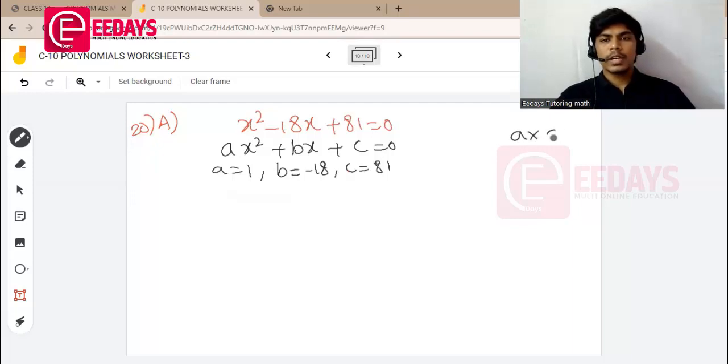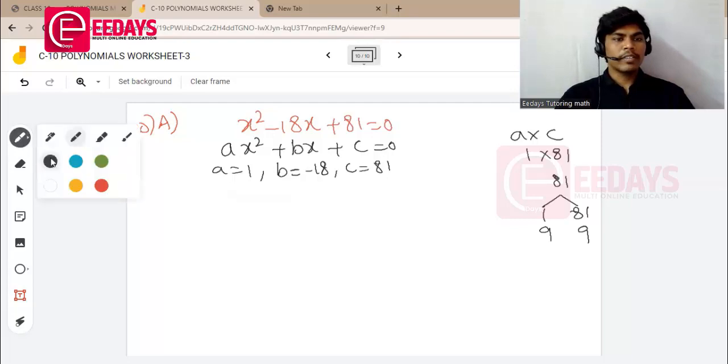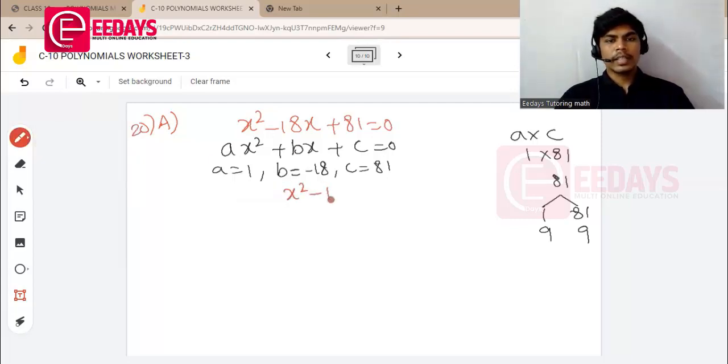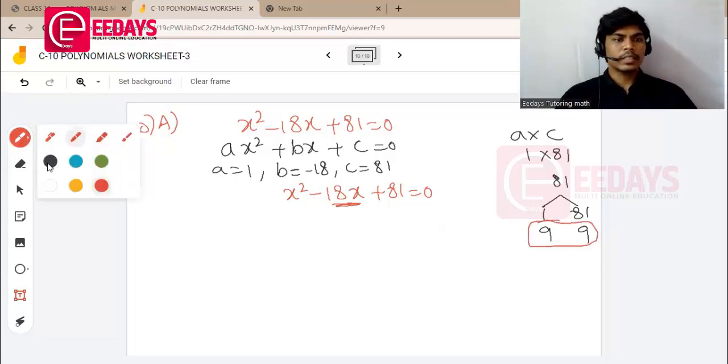The first step is we multiply a into c: 1 into 81, 81 here. So 81 we can split like this: 1 times 81 and 9 times 9. Whatever the equation here, x square minus 18x plus 81 is equal to 0, we are doing the splitting of the middle term. That's why you should match the factors here.